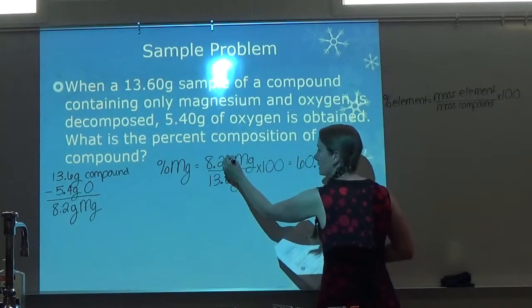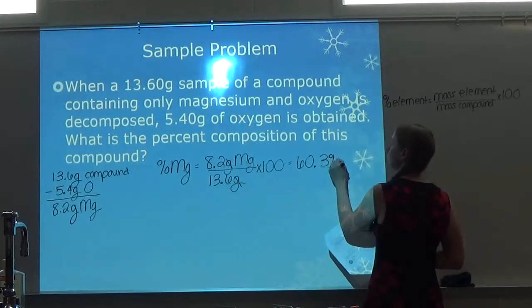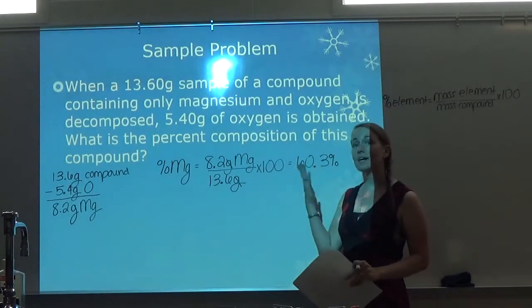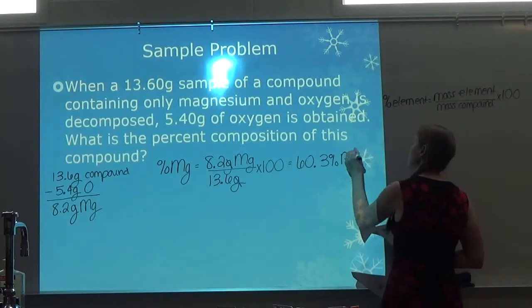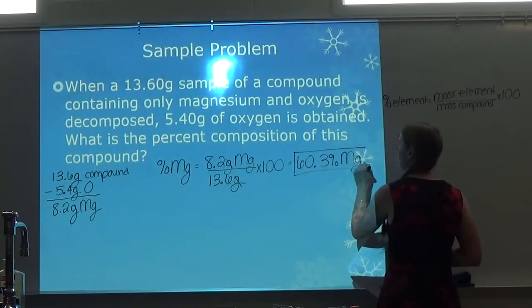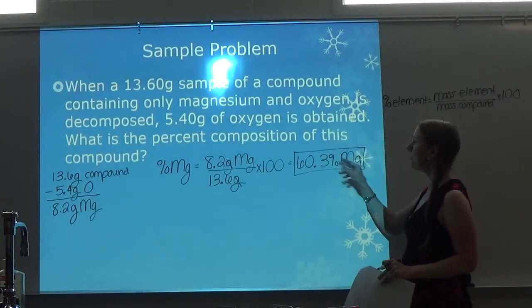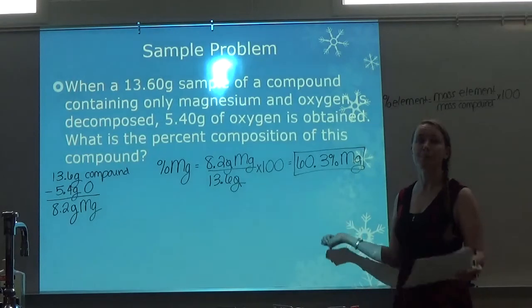The unit, because grams will cancel, is percent, because technically we're multiplying it by 100%, and then you have to put which element you're talking about. So this compound is 60.3% magnesium by mass.